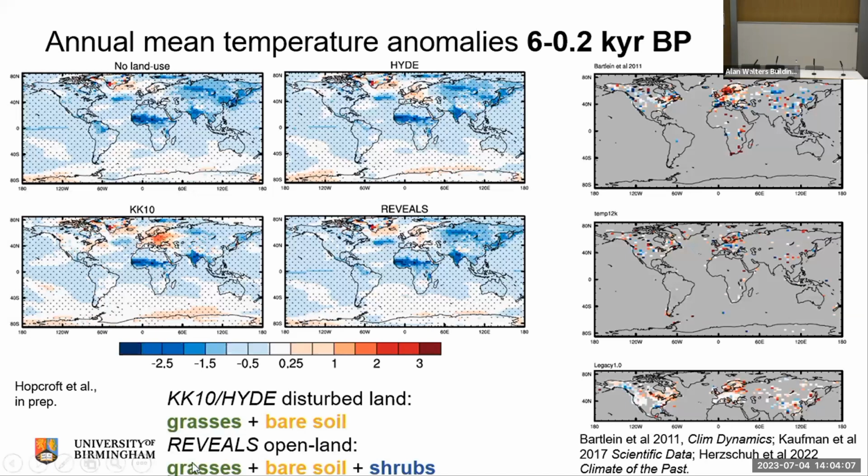And so I've conservatively included shrubs in the open land areas within the REVEALS scenario. And I think that has made the signals a lot smaller. The shrubs in the model are actually more like small trees. And so I think there's some more work to do on this. So I predict the signal in the REVEALS simulation, if I redid it without shrubs as an open land, would look more like this KK10.